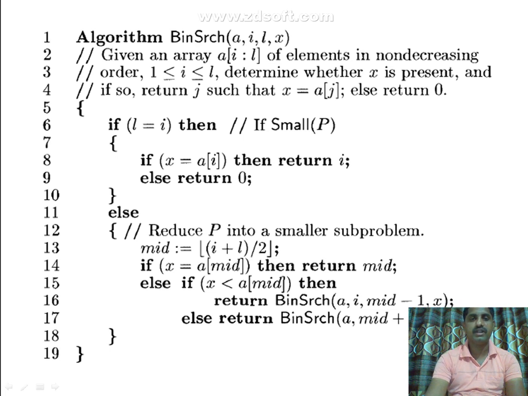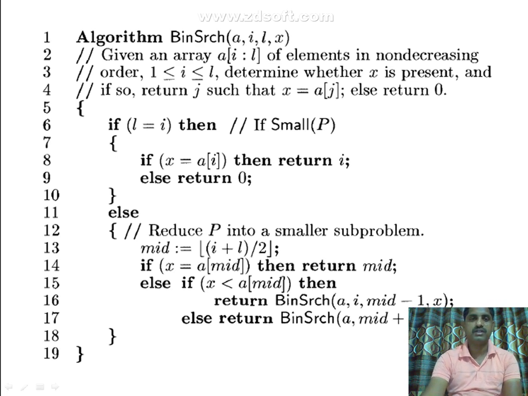If the given element is small, we can then check x equal to a[i]. Otherwise, we can reduce P into smaller subproblems. We can go for mid equal to (i+l)/2. If x equals a[mid], then return the mid value. Otherwise, if x is less than a[mid], we search the left part, or if x is greater than mid, we search a, mid+1, l, x. Likewise, we have to search for the value, so that the given list of elements shows whether such an element is present or not.